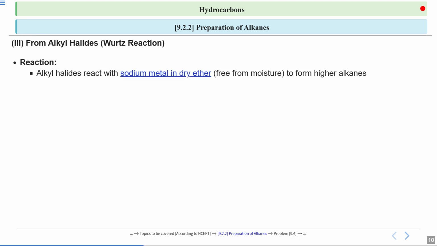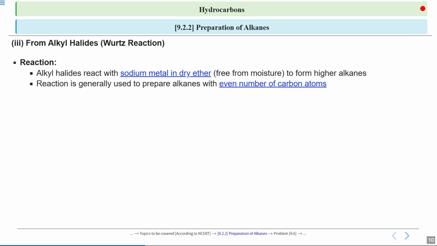An important aspect of this Wurtz reaction is that it is typically used to prepare alkanes with an even number of carbon atoms. This is due to the coupling of two identical alkyl groups, which we will explore with further examples.